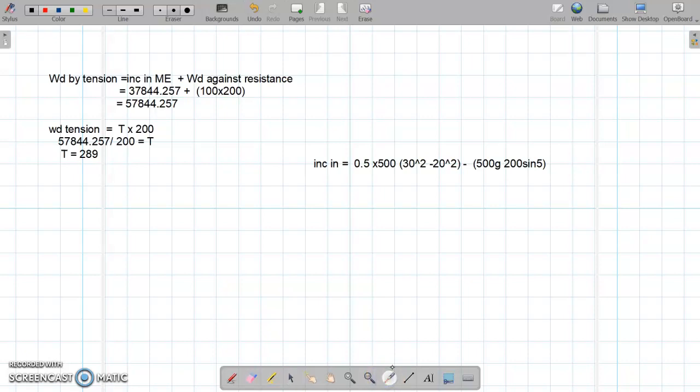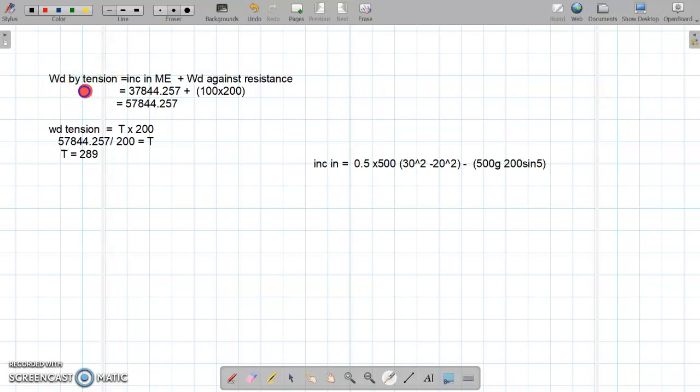Okay, so I'm just considering the trailer. If you just consider the trailer, we haven't got an engine. The driving force is a tension, so the tension is equivalent to the engine. So the work done by the tension is bringing about this increase in kinetic energy.